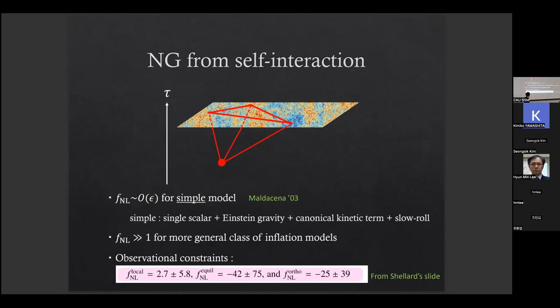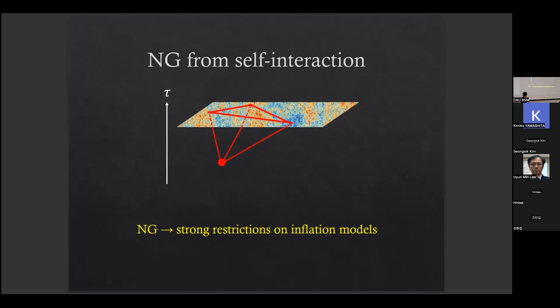But what we do to compare the theory to the observation, we prepare several types of templates, which capture some specific shape. And we get some observational constraint for each template. So you can see, for the simple model, the non-Gaussianity is really small, but not for the more general inflation model. And we have a kind of stringent constraint, and maybe in the future more. Then I can say again, non-Gaussianity has a strong restriction on the inflation model, like the two-point correlation function. So that is the first point I want to say.